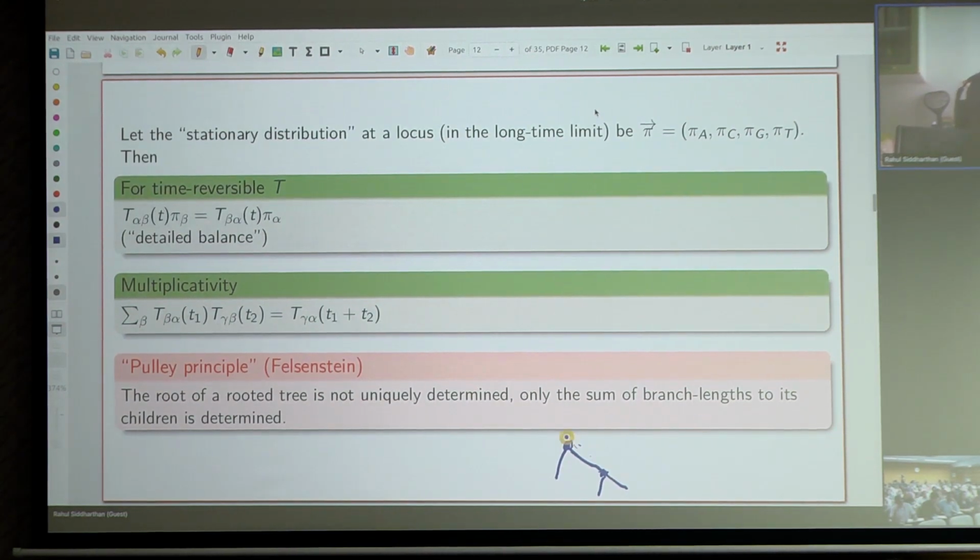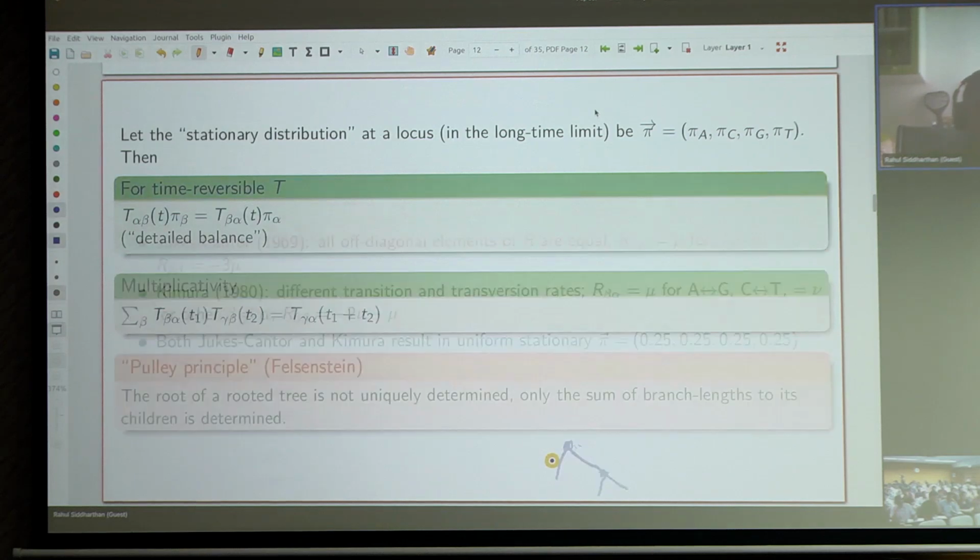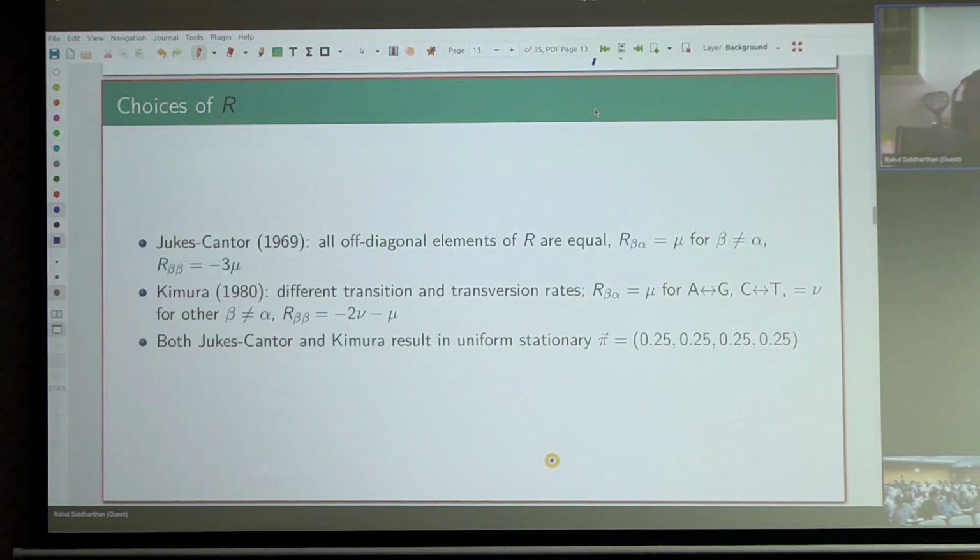You cannot say where the root is without adding an outgroup, which means another species which is far away from all of these. And then you can't determine the root of that combined tree. I'm sorry if I'm belaboring the point for those of you who are very familiar with all this. So how do we choose R?